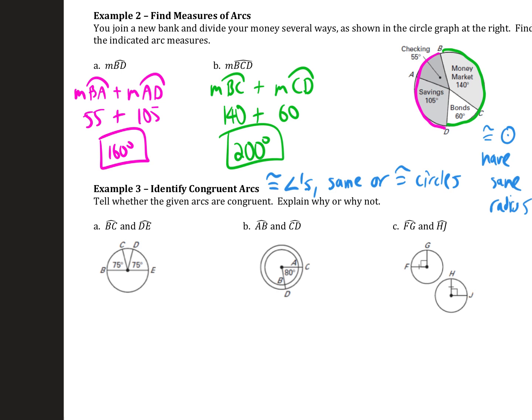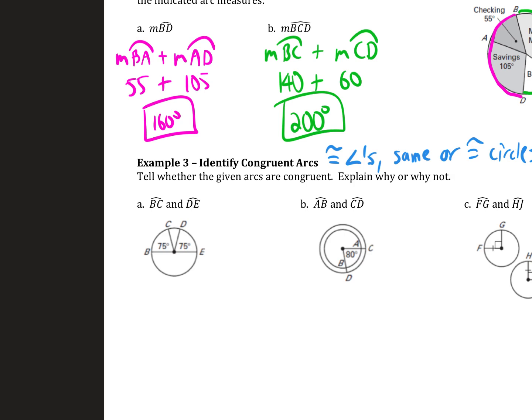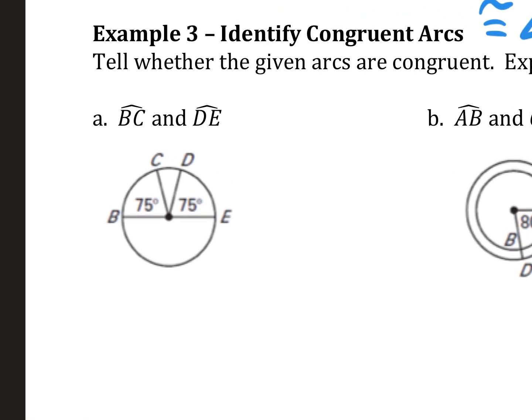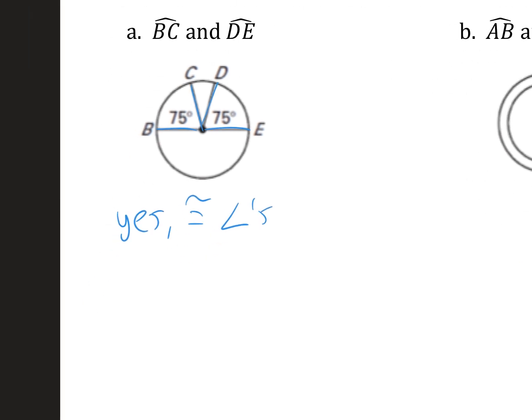Now, knowing that information, why don't you go ahead and try A, B, and C. See if you can figure out if you think that they're going to be congruent arcs or not. Give it a try. All right, we're looking at BC and DE. These angles are the same, so that's good. Congruent angles. Are they on the same or different circles? They're on the same circle, and these are the same radius. So we can say, yes, these are congruent arcs, because we have congruent angles and they're on the same circle. And that's what makes them congruent arcs, right?